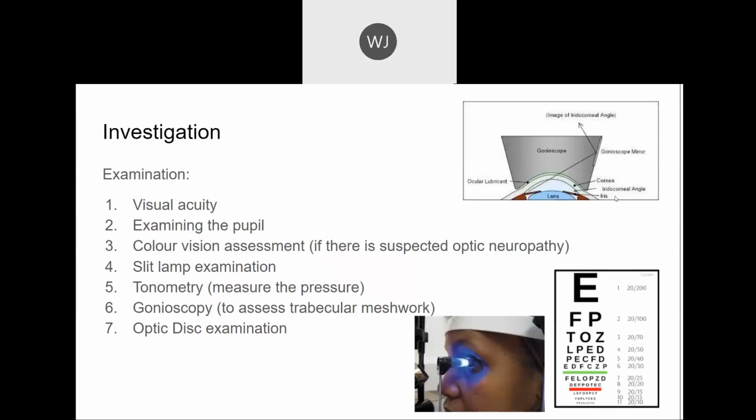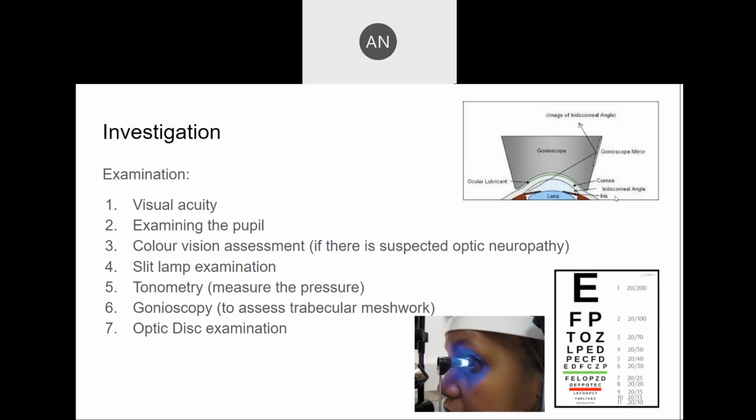Okay, so in the case of primary open angle glaucoma, there are a few investigations that we can do. In terms of examination, we can do visual acuity, because if there is a late stage of open angle glaucoma, there would be visual disturbance, which could be reflected by visual acuity. So it is also one of the easiest things to do. We just have the patient sit 6 meters away from the Snellen chart and ask them to read from the top. Then we go progressively downwards until the patient cannot read the Snellen chart anymore, and then record the finding.